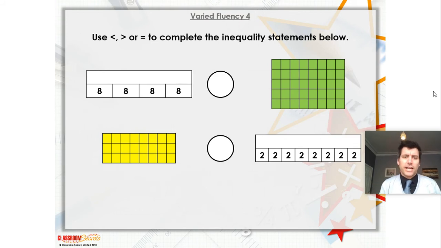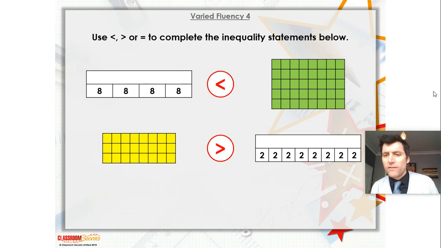Let's see if we're correct. Okay, and then looking at my yellow, I've got 3 in each column, and there's 1, 2, 3, 4, 5, 6, 7, 8 columns. And on the right-hand side with my bar model, I've got 2 in each of my little boxes, and there's 8 of those little boxes. So which is going to be bigger? 3 lots of 8 or 2 lots of 8? What do you think? Well done if you've managed to clock this.